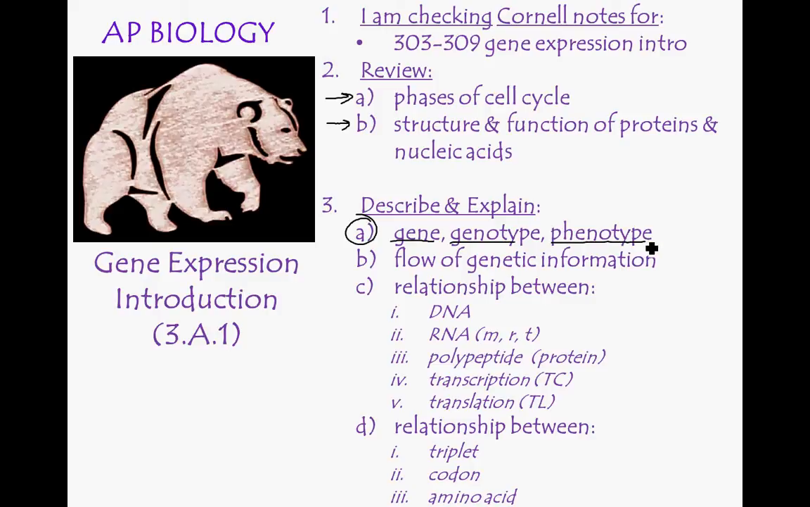You have Bio 1 definitions for these, but we're going to advance those definitions and alter them just slightly. Be able to describe and explain, sort of in quotes here, the flow of genetic information. And then, most importantly, I think, be able to describe and explain relationships between terms that you already know here: DNA, RNA, polypeptide, and then transcription and translation. Again, these are from Bio 1.